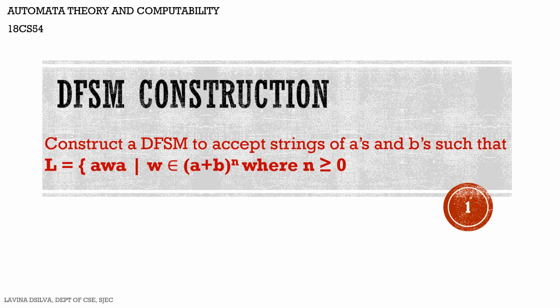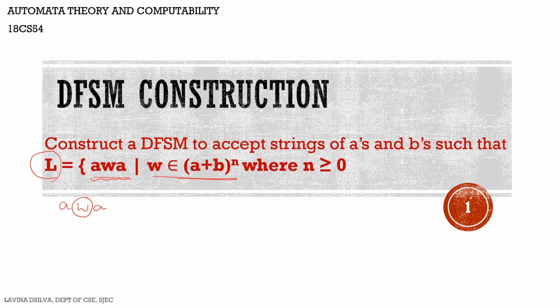Hello students, in this video we shall see how to construct a DFSM to accept strings of A's and B's such that L is equal to AWA. This means that we have a language L and all the strings of the language have the format AWA, where W belongs to (A+B)^n.